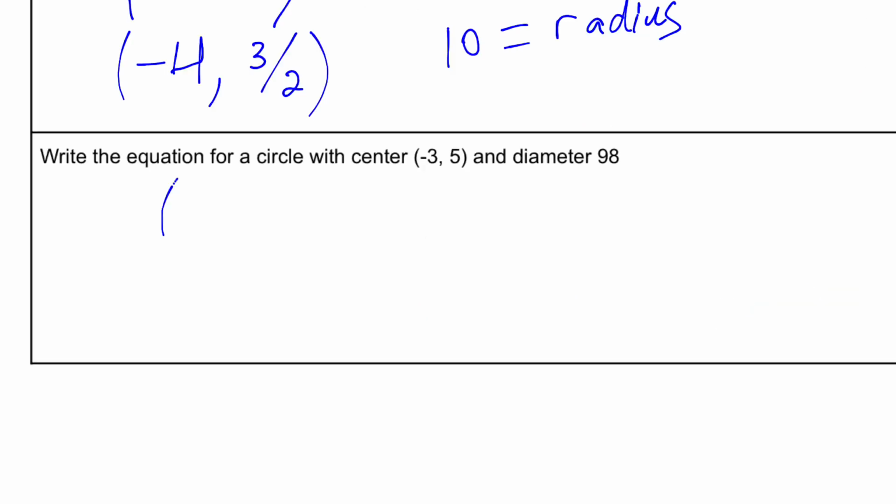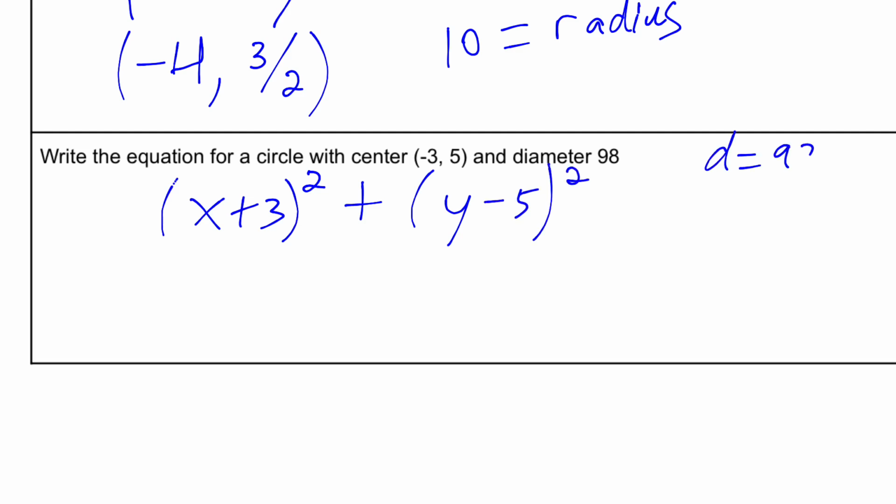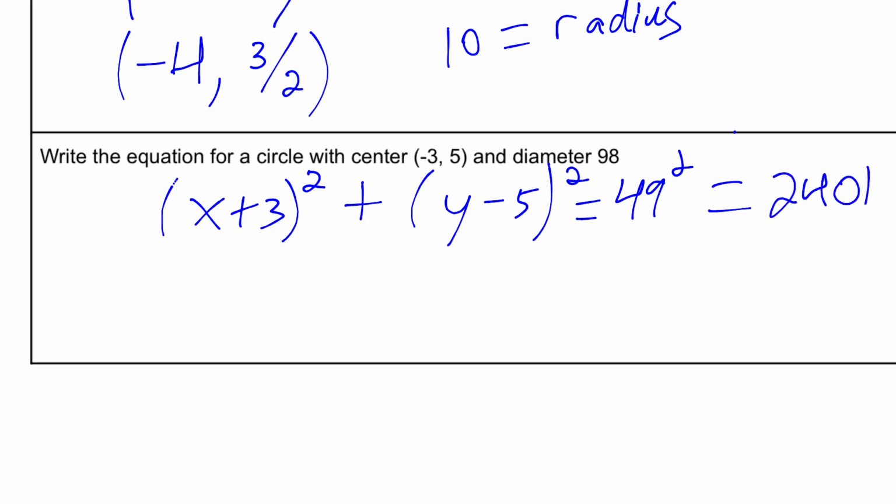A similar thing happens with this one. Minus 3 becomes plus 3. 5 becomes minus 5. Since the diameter is equal to 98, I cut that in half and say that the radius is 49. And I want this to be r squared. So what I actually plug in here is 49 squared, which is the same thing as 2,401.